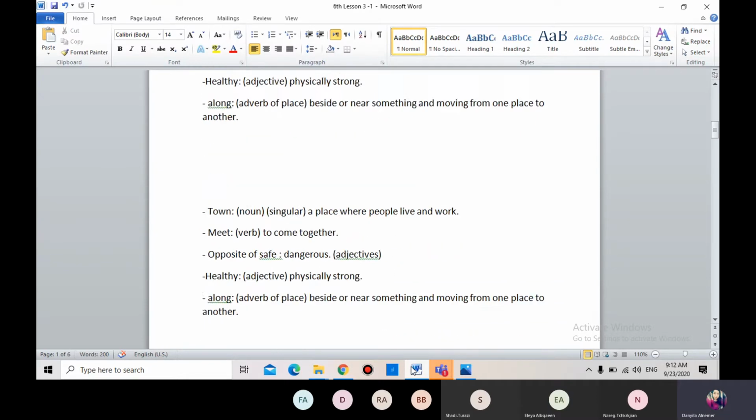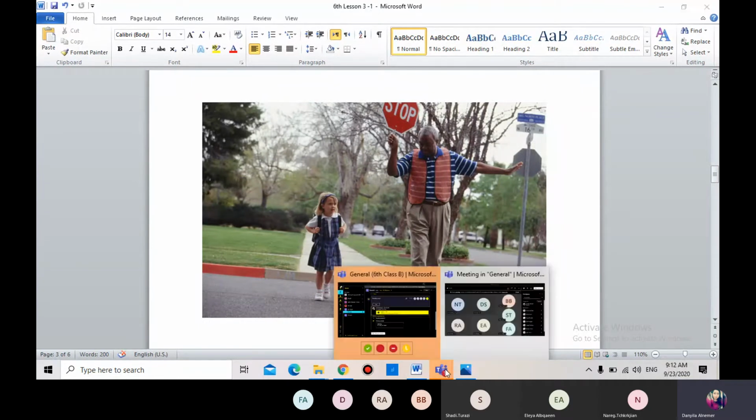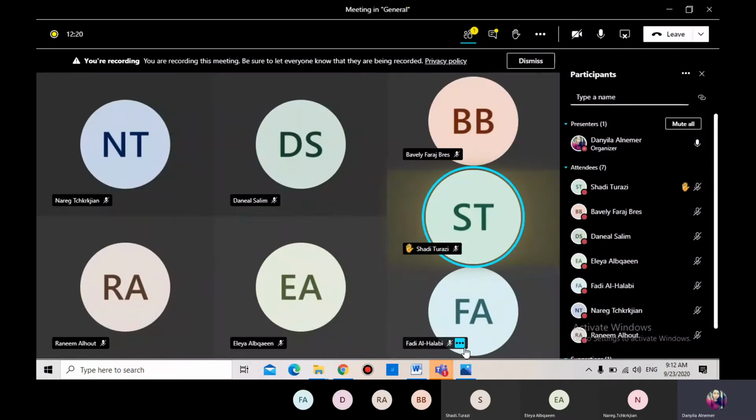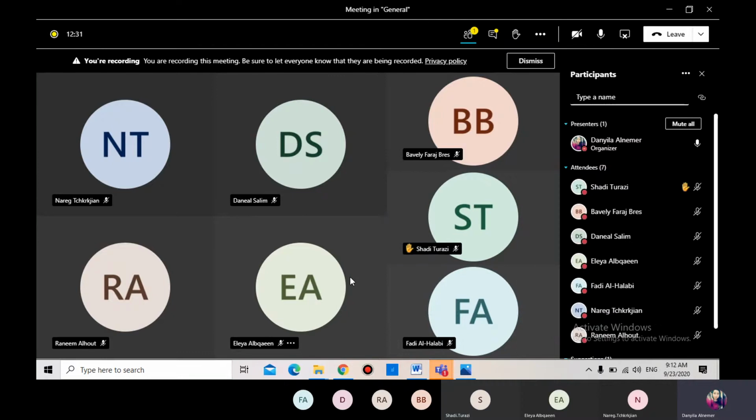If you look to the image, this one here, what's the safest way to come to school? What do you think? I need your opinions. Shadi. The walking is safer. The safest way to come to school is by walking. Someone else, tell me your opinion. Daniela, the safest way.